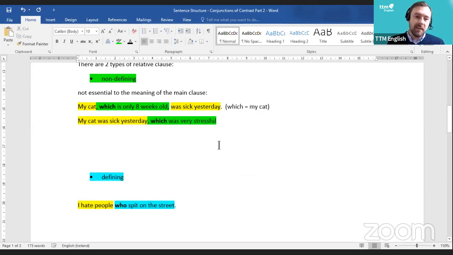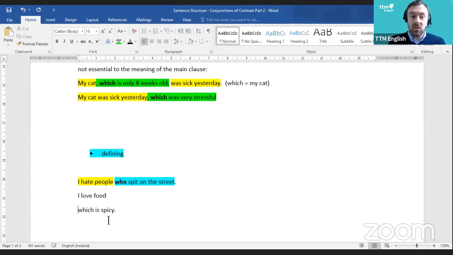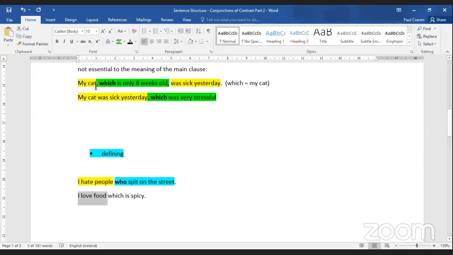What's the big difference? Okay, we're using a different pronoun for a start, but that's not important. I could put here, I love food, which is spicy. That's another example, isn't it? If I just say, I love food, that's not true. It's just the food which is spicy that I love. So there's no comma. Yes, that's exactly it, Jennifer.